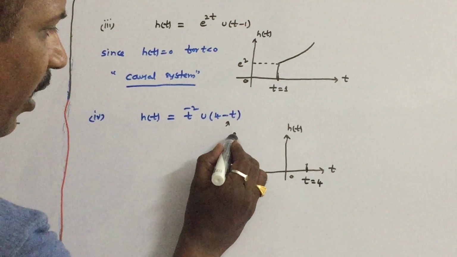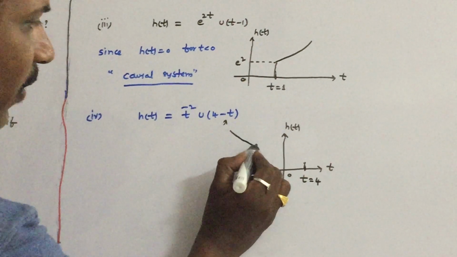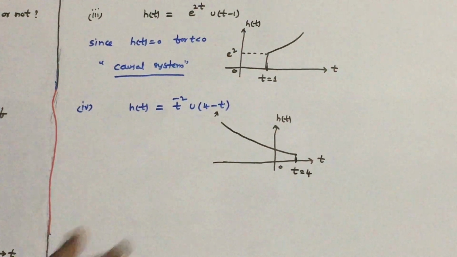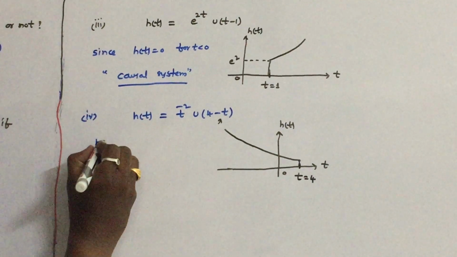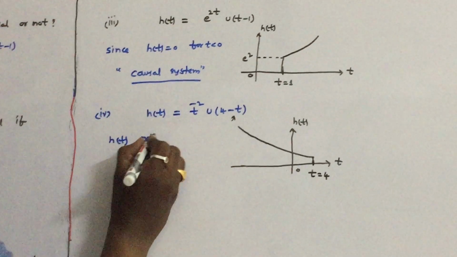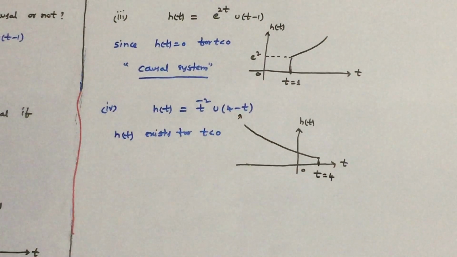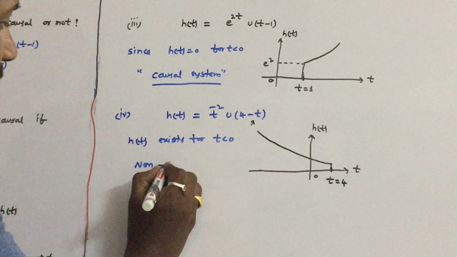It will come on the negative side. If you substitute the negative values, the amplitude increases. So this is the nature of the graph. You can see that h of t exists for t less than 0. So therefore h of t exists for t less than 0 also. So what system is this? This is a non-causal system.